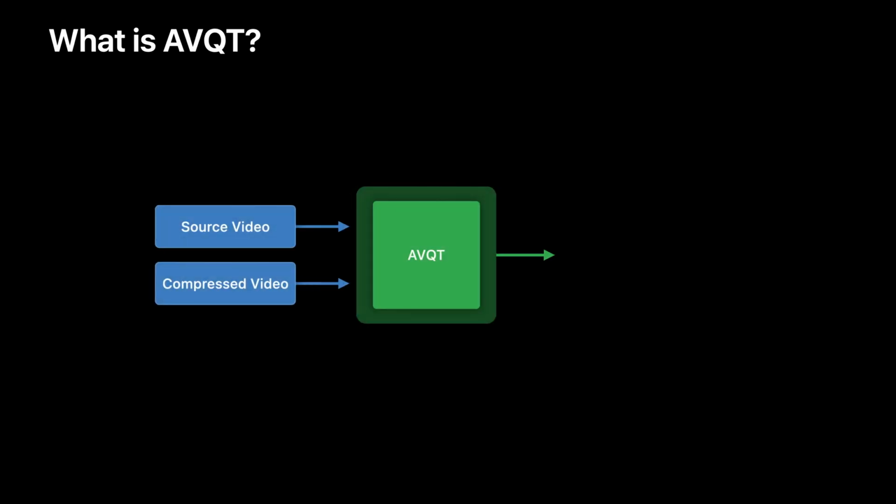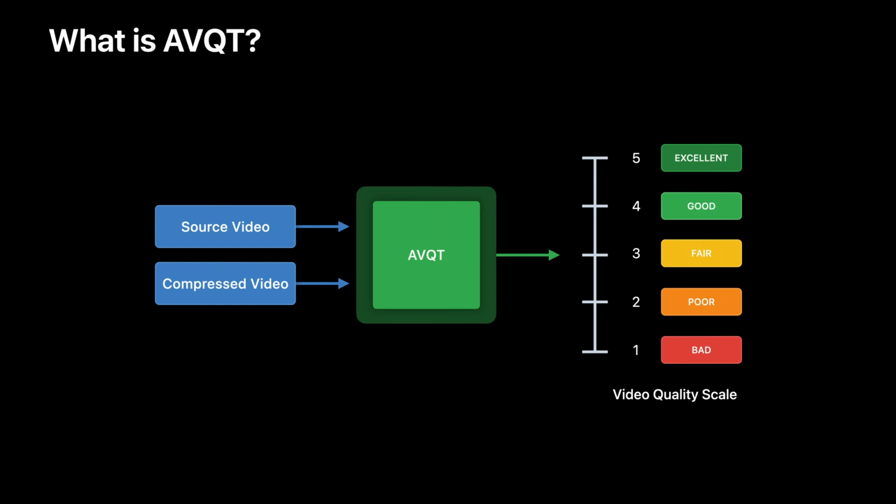So what's AVQT? AVQT is a command line executable that we first released in WWDC22. It's a full reference video quality metric that assesses the quality of videos with potential compression and scaling artifacts. It attempts to mimic how people rate the quality of videos. AVQT supports all AV Foundation-based video formats, both SDR and HDR. This includes HDR10, HLG, and Dolby Vision.